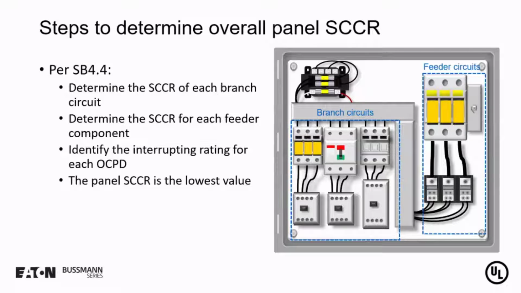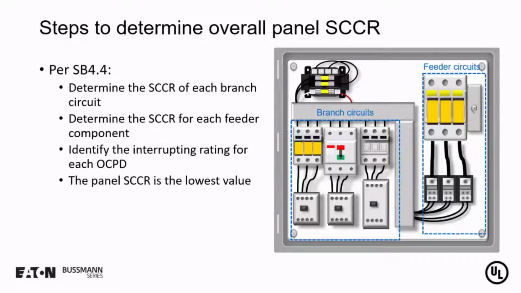And there is a requirement in Supplement SB 508A that all overcurrent protective devices, branch circuit overcurrent protective devices in the feeder and branch circuits in a panel, have to have an interrupting rating at least equivalent to the overall short circuit current rating of the panel. There is one exception, and that's when you use a transformer to increase the short circuit current rating of specific components. But we'll talk about that a little later.